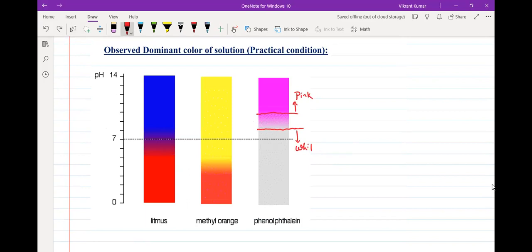So, yeah, so if I am saying colorless is the color of the acid color, then ये जो range है ना, this is the range of confusion, है ना?